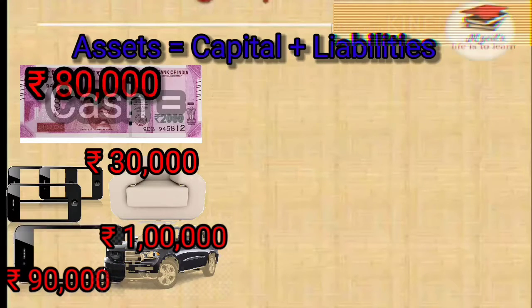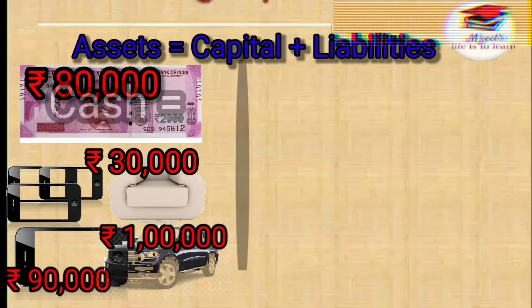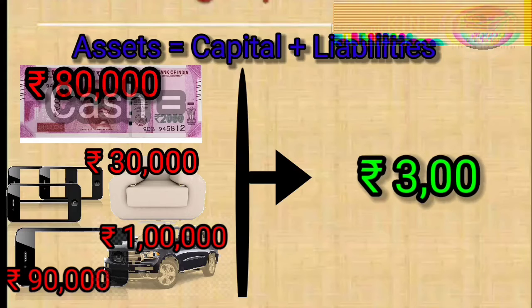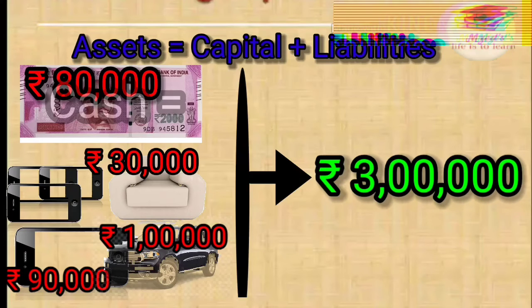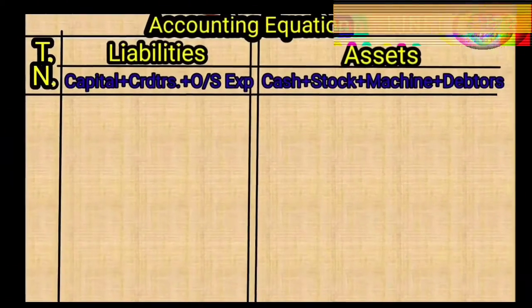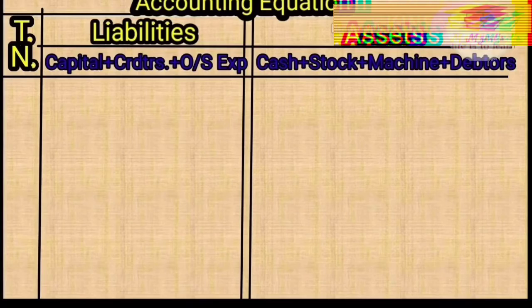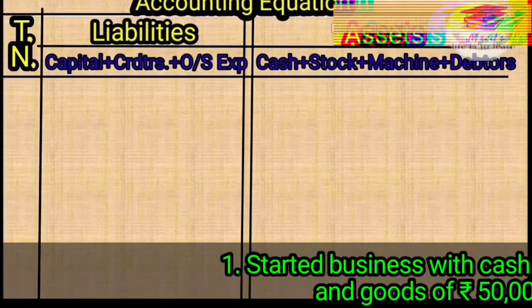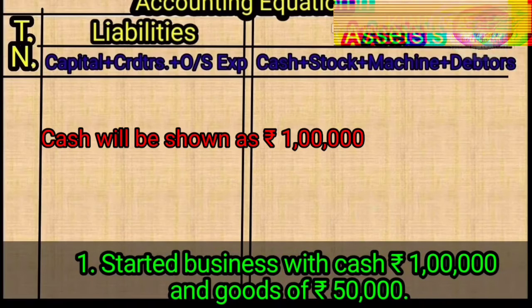So all these assets, that means the cash of rupees 80,000, 30,000 furniture, 1 lakh car and 90,000 goods will result into 3 lakh rupees. That was the initial investment of the businessman. So this is the accounting equation, and this is the format in which we present the transactions.